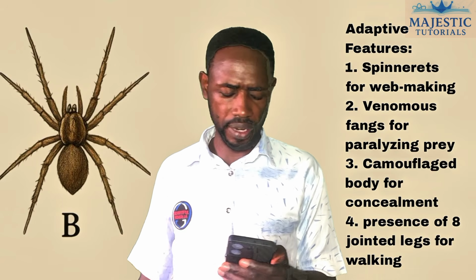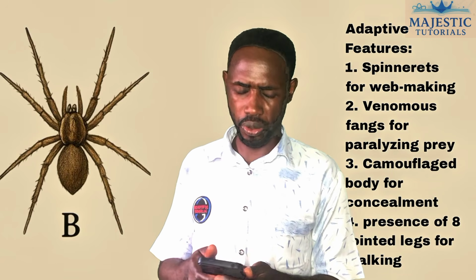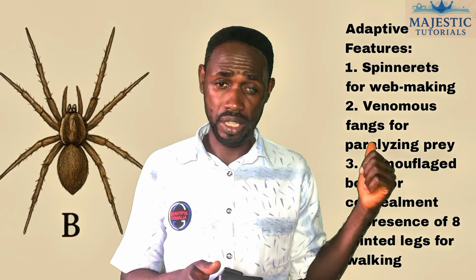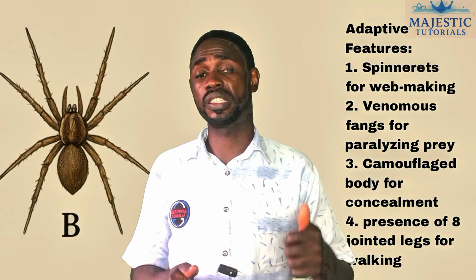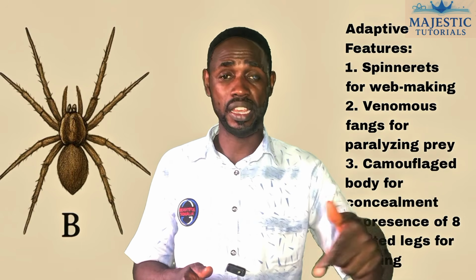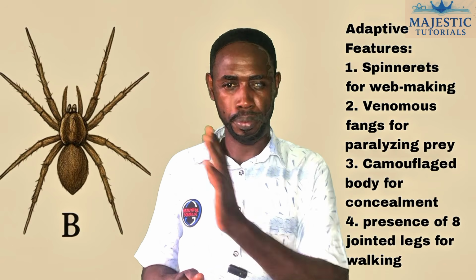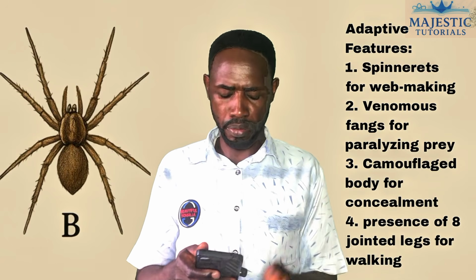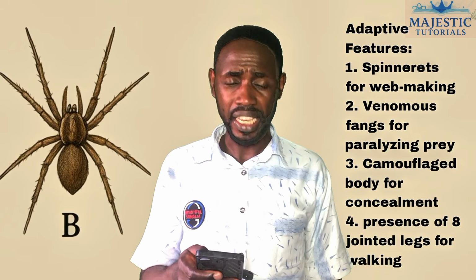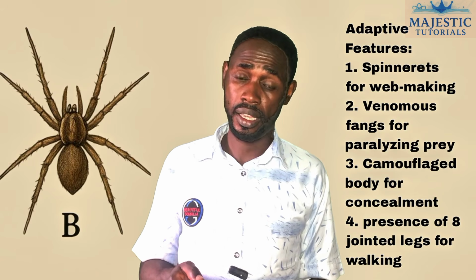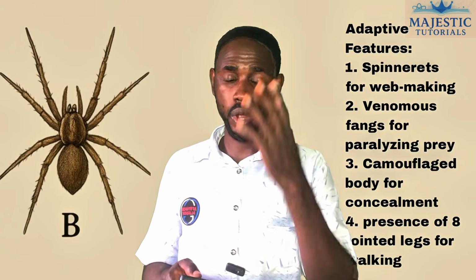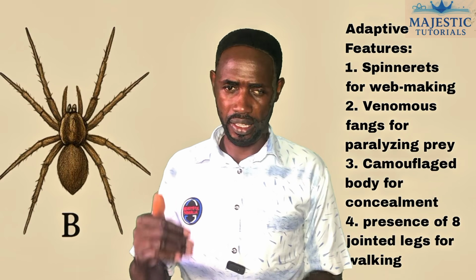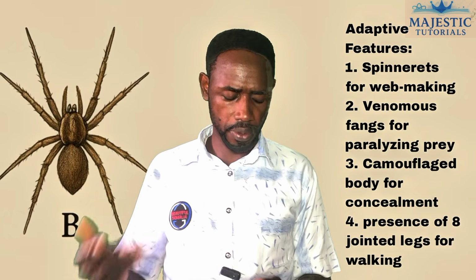Then it also has camouflage. The body camouflages to conceal its existence. So camouflage coloration. As you watch it, it is very brownish. You hardly notice that the spider is around if it is in a dark place, because the brown, dull color makes it remain undetected. Okay. Then in addition, you can still say presence of 8 walking legs. Do you get that now? So these are the adaptive features. Then presence of exoskeleton for protection.